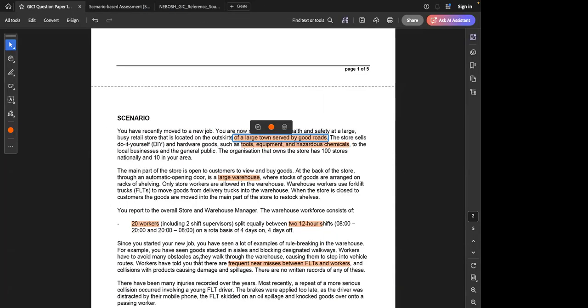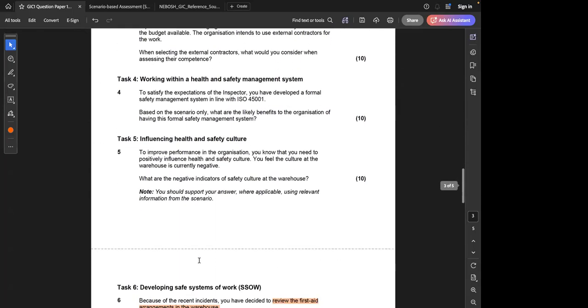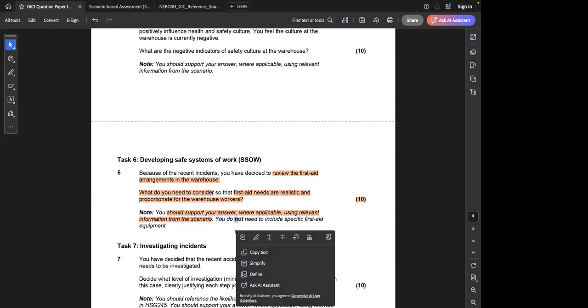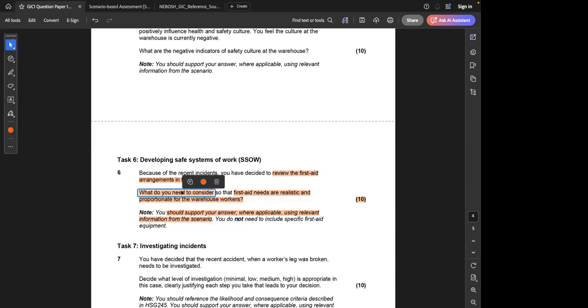Once again, I'll read the question. Please understand the question, because if you don't understand the question, your points would become irrelevant and the entire 10 marks would be affected. Because of the recent incident, you have decided to review the first aid arrangements. What you need to consider is so that your first aid needs are realistic and proportionate to the warehouse workers. And the note also says you do not need to include first aid equipment. They are not asking you to give a list of first aid equipment like the wheelchair, the splint, eye wash stations. That information is not required. They just want you to tell what you will consider.